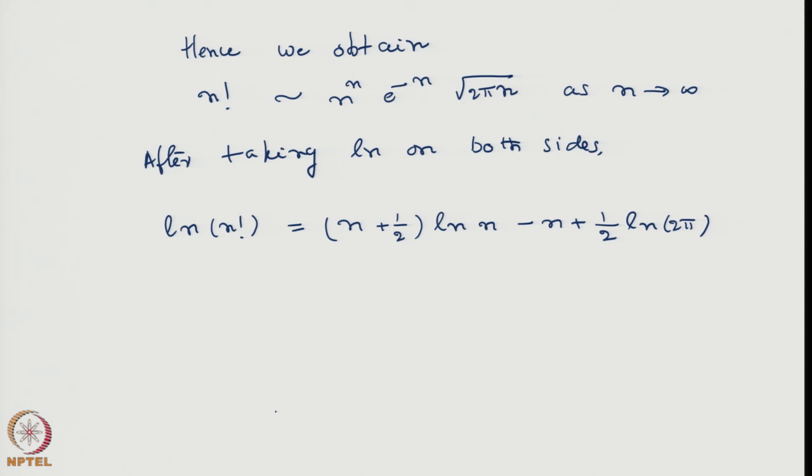Actually, this approximation, although it is supposed to be valid for very large n, works fairly well even if n is, say, within the first 10 values. For example, let us obtain the values of n, the exact value, that is n factorial for integer cases, and the Stirling approximation. If n is 1, the exact value is 1, and Stirling's approximation will yield 0.92214. There is an underestimate of 8% or so.